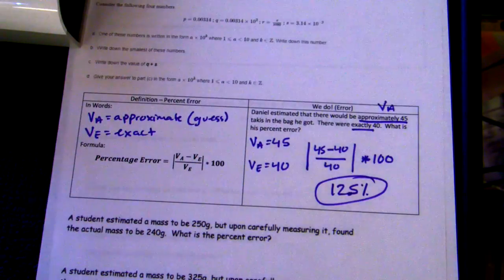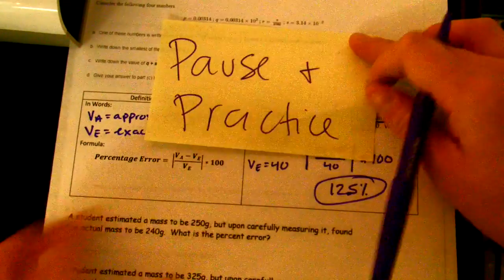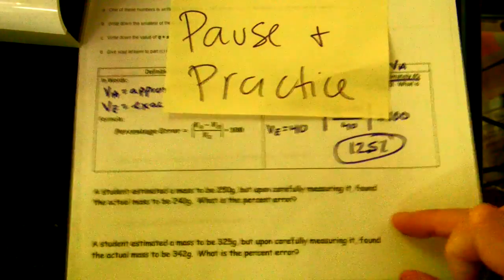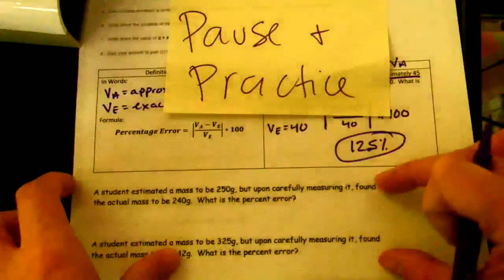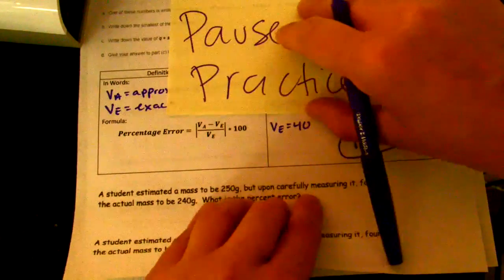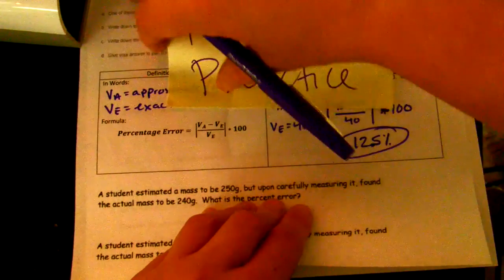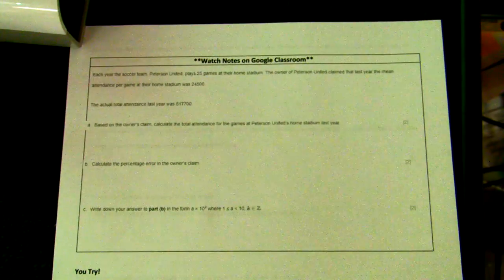Okay, you are now going to pause and practice the two problems underneath that. When you are finished with these two problems, resume the video, watching these notes on Google Classroom.